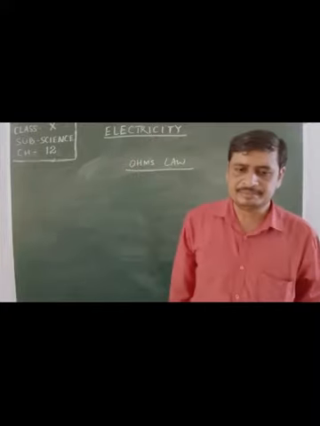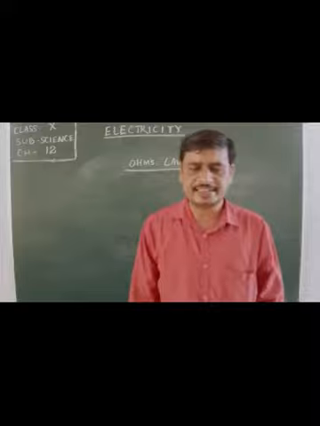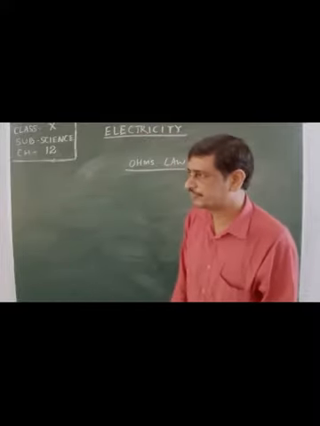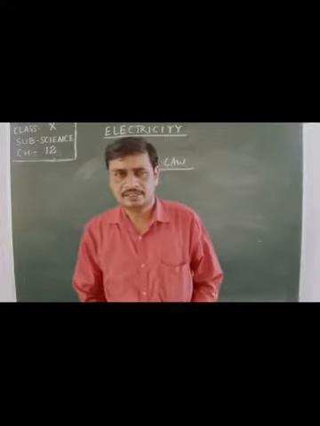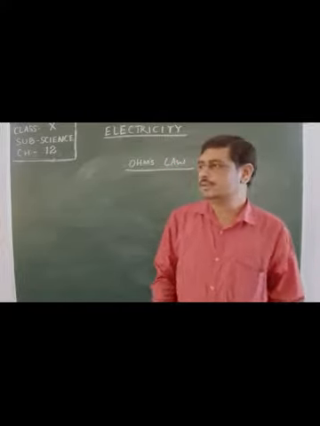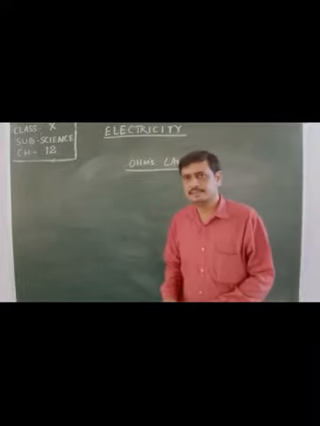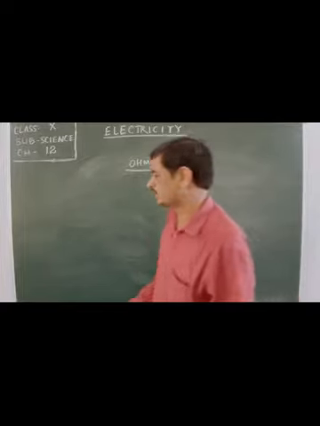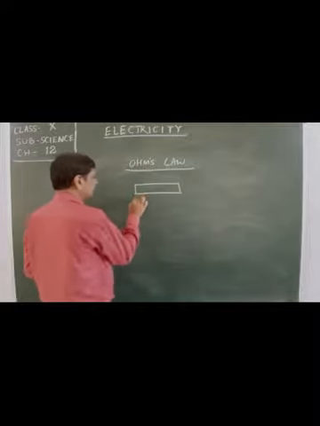At a constant temperature, the current flowing through a conductor is directly proportional to the potential difference across its ends. When the temperature is constant, how much electric current will pass through a conducting wire is directly proportional to the potential difference between both the ends of the conductor. Let a conductor AB be there.